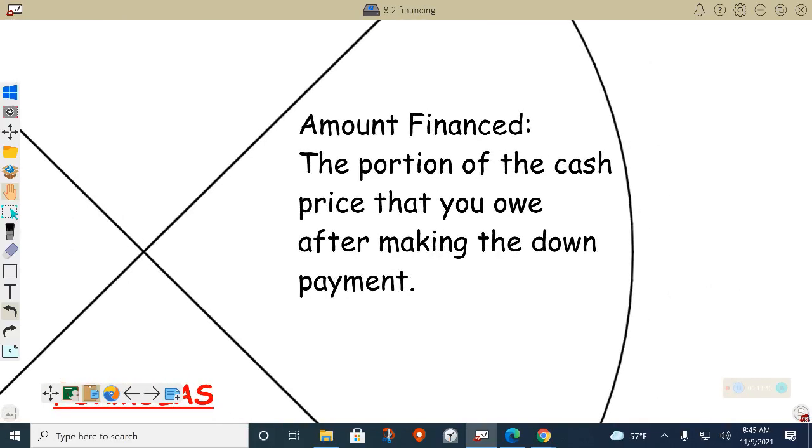The amount financed. That's the portion of the cash price that you owe after making the down payment. In other words, whatever's left over, that's what you finance. That's what you're going to be paying off in bits and pieces. Your down payment shows the bank that you're serious. They want this car, this house, this loan. They put this much down, okay, we're going to lend them the money. That rest that you owe, that's the amount financed.